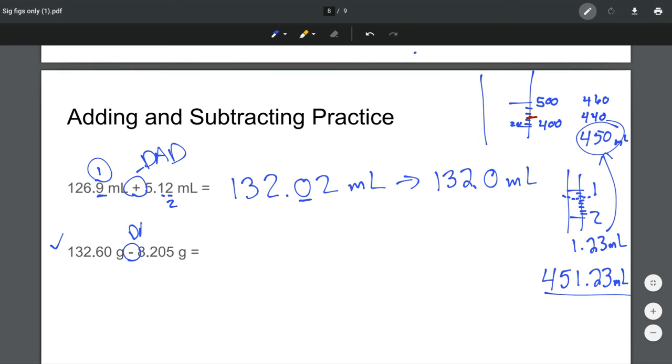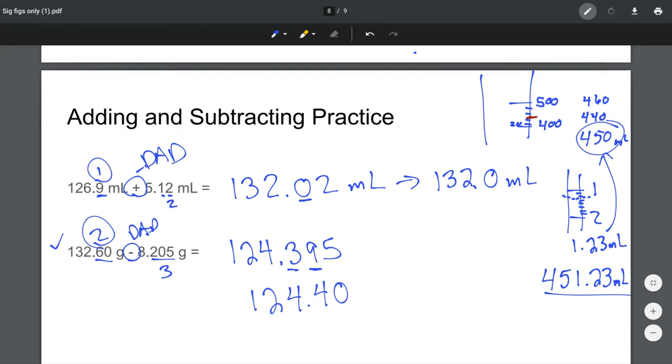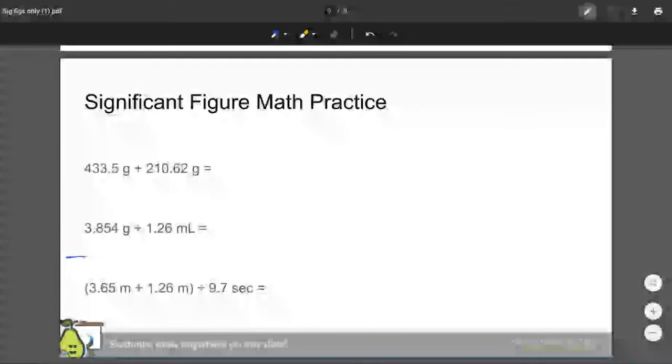All right, so I'm dealing with digits after the decimal. And this one has 2, this one has 3, so I'm going to need 2 of them. And 124.395 is what the calculator is going to give me. I know I can only have 2 decimal places in my number, so 124.40 would be my answer because this 9 is going to round up based on the 5, and since the 9 rounds up to a 10, that also pushes the 3 up to a 4. And then my unit is grams. All right, try these first 2 on your own and then start the video up again when you are ready to check your answers.